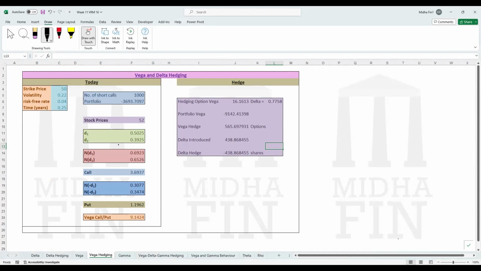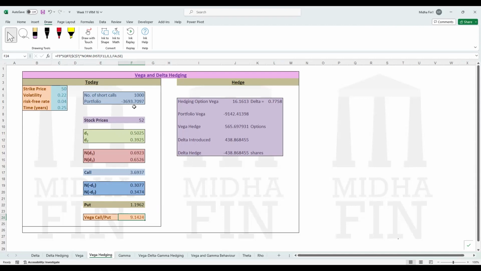Here you have short calls. We have shorted 1000 calls, and you have delta also somewhere, but as of now, it is delta neutral. The Vega of one call option is 9.1424. Naturally, it means a long position, be it call or put. Now, since I have shorted 1000 calls, my actual Vega per call is minus 9.1424.